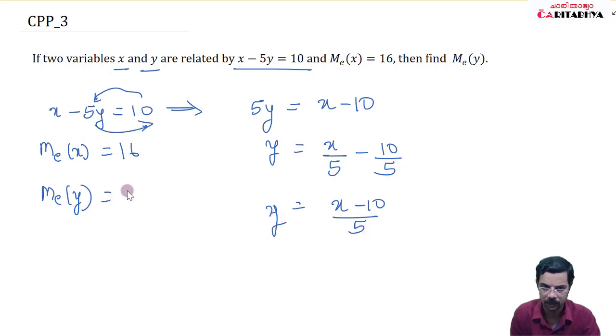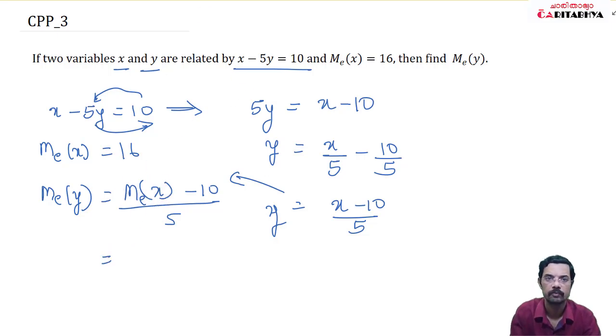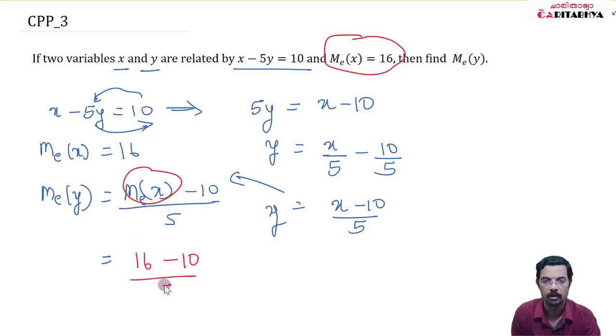Okay, we can write this as median of y equal to median of x minus 10, divided by 5. Instead of x we take median of x, and instead of y we take median of y. That is how the formula will be manipulated. Okay, so when you put the values, what is median of x? Median of x is given to be 16. So we have 16 here minus 10 divided by 5.